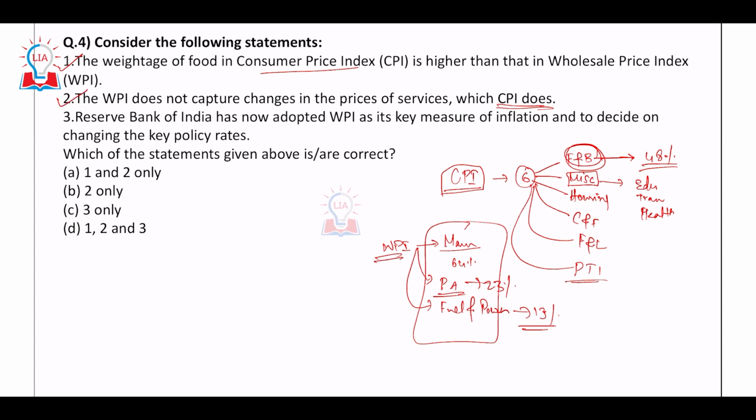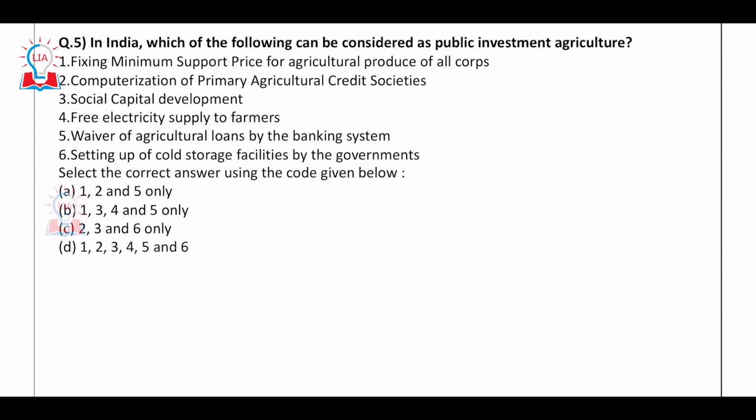Reserve Bank of India has now adopted WPI as its key measure. Earlier it was WPI which was considered to be the headline inflation. As of now, CPI is considered as headline inflation, on the basis of which key policy rates, that is the repo rate, is decided. So 3 is absolutely wrong. The answer is 1 and 2 only.